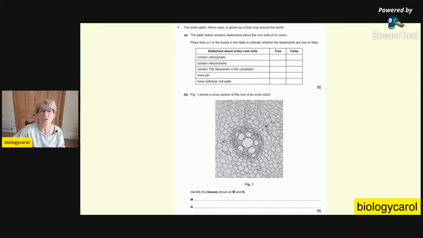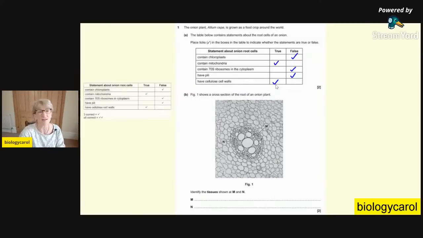Roots, of course, do not contain chloroplasts. They do contain mitochondria. They don't contain 70S ribosomes in the cytoplasm because, of course, they are eukaryotes, so there would be 80S. They do not have pili because they are not bacteria. They are eukaryotes again. And it is true that they have cell walls. So here are the answers. Here's the mark scheme, and therefore I got the 2 marks.